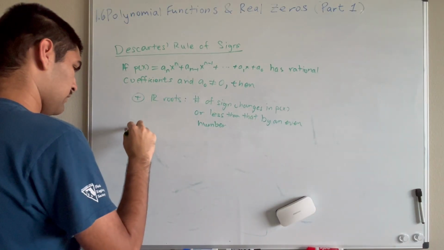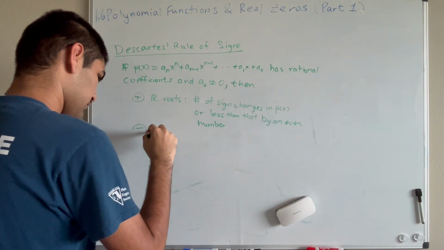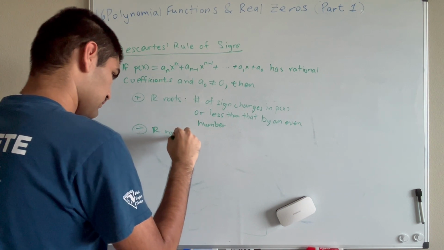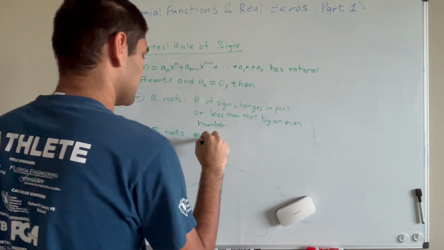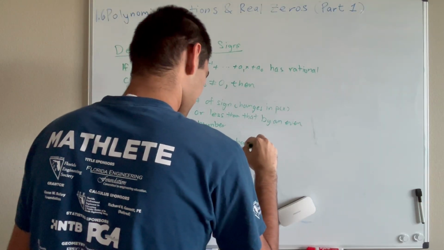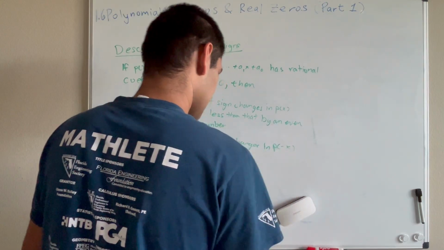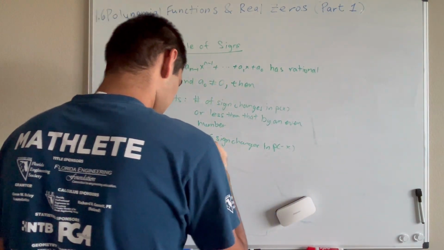And the number of negative real roots is the number of sign changes in p of negative x, or less than that by an even number.